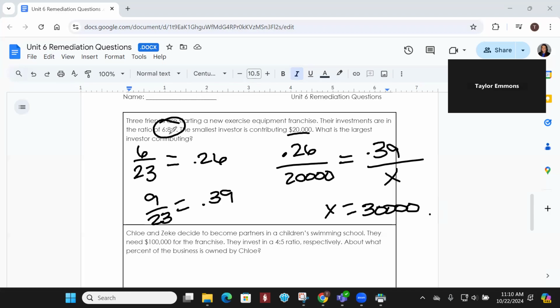All right. Now, Chloe and Zeke decide to become partners in a children's swimming school. They need $100,000 for the franchise. They invest in a 4-to-5 ratio, respectively. About what percent of the business is owned by Chloe? Chloe's listed first. So 4 out of how many in total? 9. Okay, so 4 divided by 9 is, all right, so 44%.